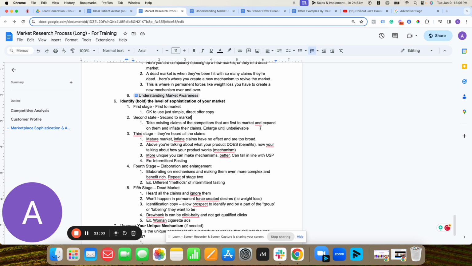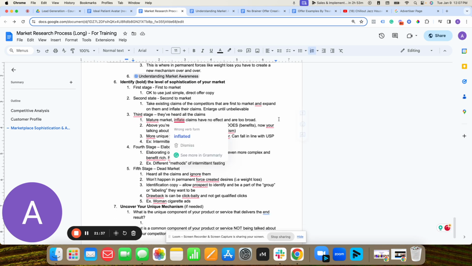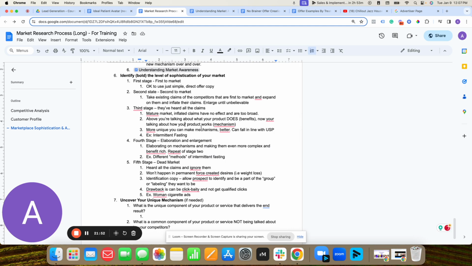Enlarge until they're unbelievable. Third stage, they've heard all the claims. This is like a more mature market. Inflated claims have no effect and it's too broad. Above, you're talking about what your product does. Now you're talking about how your product works. It makes it more unique. You've got to educate them even further and position yourself as the expert. The more unique you can make your mechanisms, the better. This is getting more advanced into copywriting stuff. I want to keep it basic because a lot of the times you're just going to use the ads that I've already written that you know work.